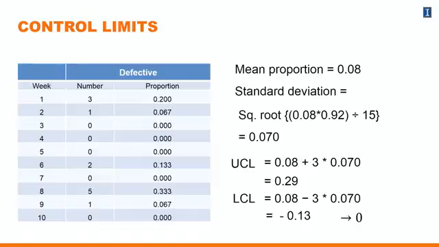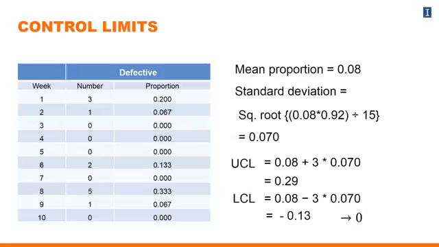Now, the point that you might want to note here is that the lower control limit, strictly based on the computation, turned out to be negative 0.13. Now, as you know, negative proportions are not going to make sense. There are no negative proportions, so we're going to bump that up to a 0. So the lower control limit is going to get bumped up to a 0.